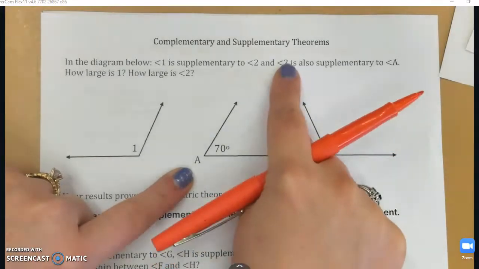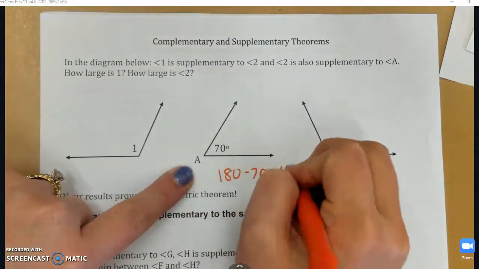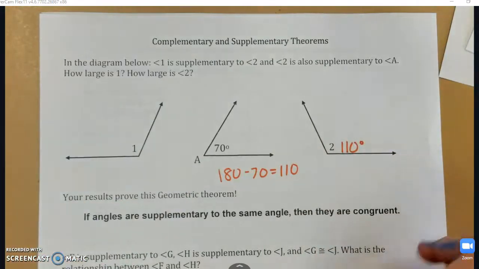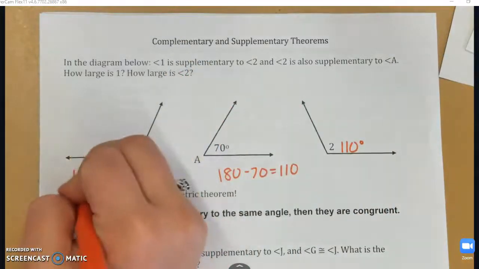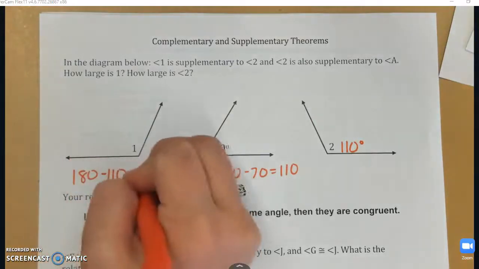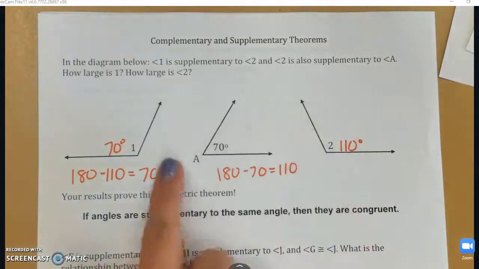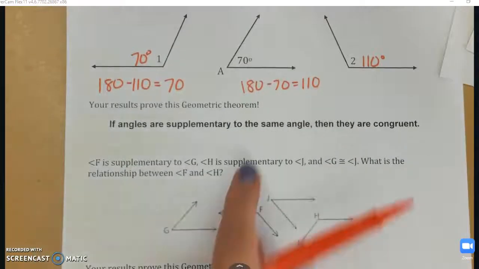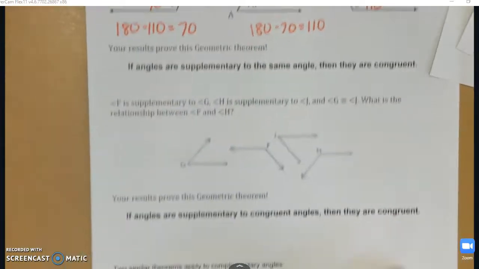Well, we know A is supplementary to angle 2, which means if I subtract 70 from 180, that gives me the measure of angle 2, which is going to be 110. Okay, great. Now I need to find the measure of angle 1. If 1 is supplementary to angle 2, that means if I subtract 110 from 180, I get 70. And what we notice here now is that angle 1 is congruent to angle A because they have the same measure. So what we've just done is demonstrate this theorem, that if angles are supplementary to the same angle, then they are congruent. All right, let's take a look at our next diagram.